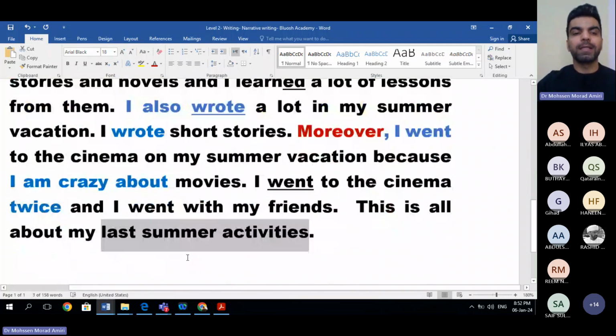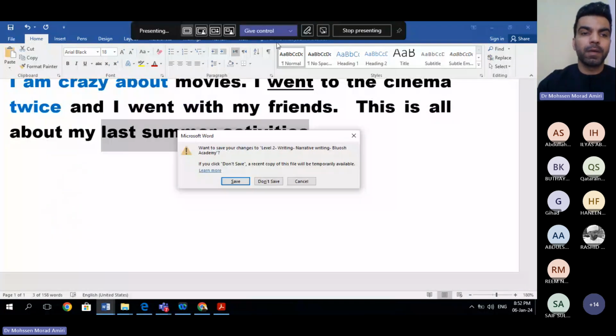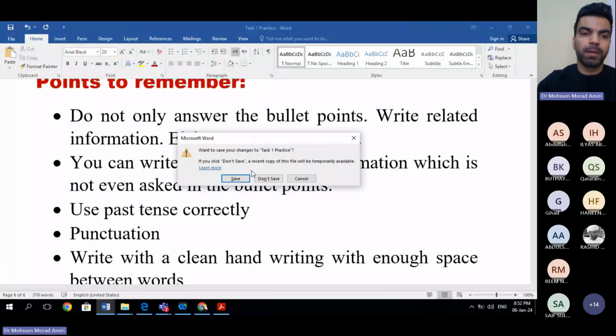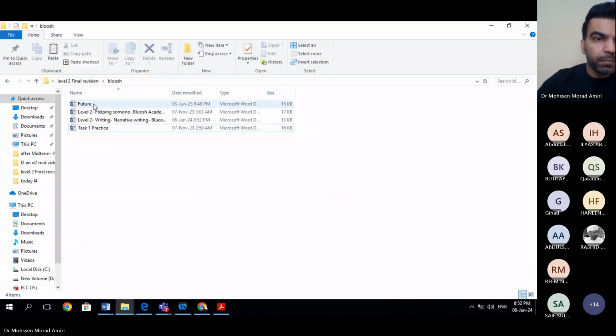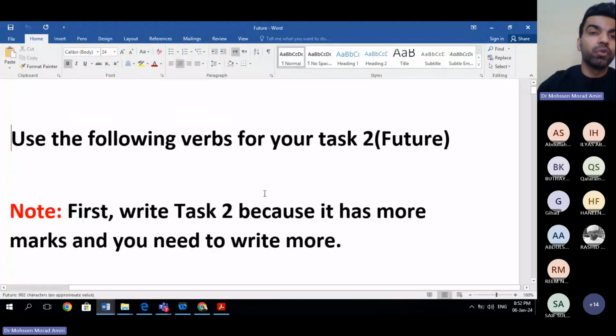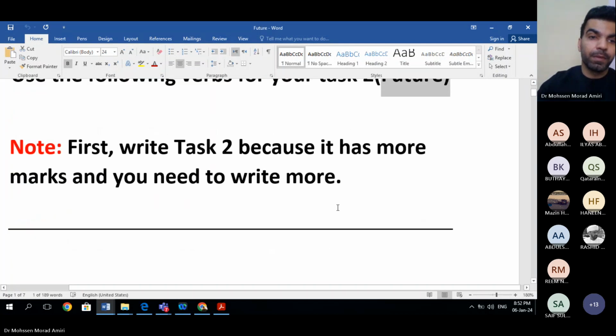Okay, so in this way, you can write your past simple. Then, now, let's go to task 2 very quickly, okay? So task 2 is about what? Task 2 is about future tense. So my suggestion is that you start with task 2. Start with task 2, why?